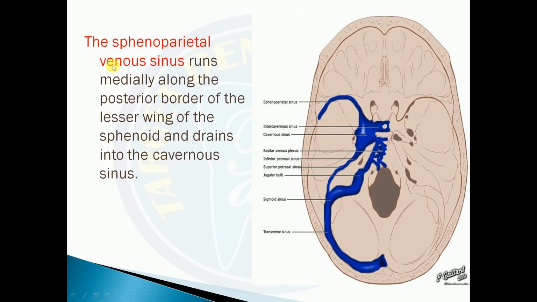The sphenoparietal venous sinus runs medially along the posterior border of the lesser wing of sphenoid and drains into the cavernous sinus. I repeat, the sphenoparietal sinus runs medially along the posterior border of the lesser wing of sphenoid and drains into the cavernous sinus.